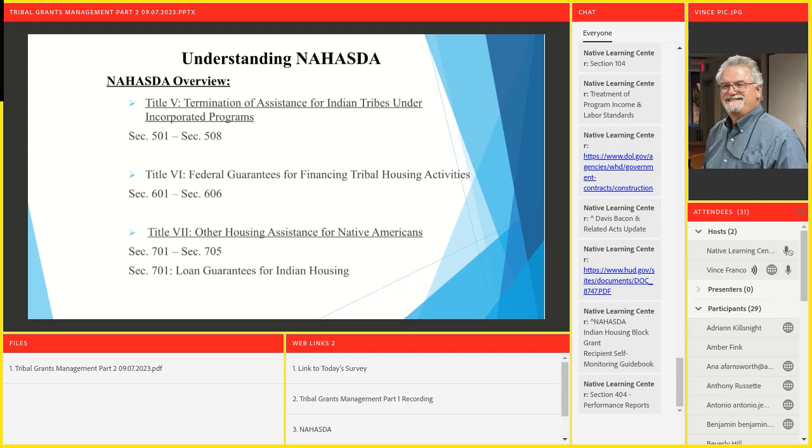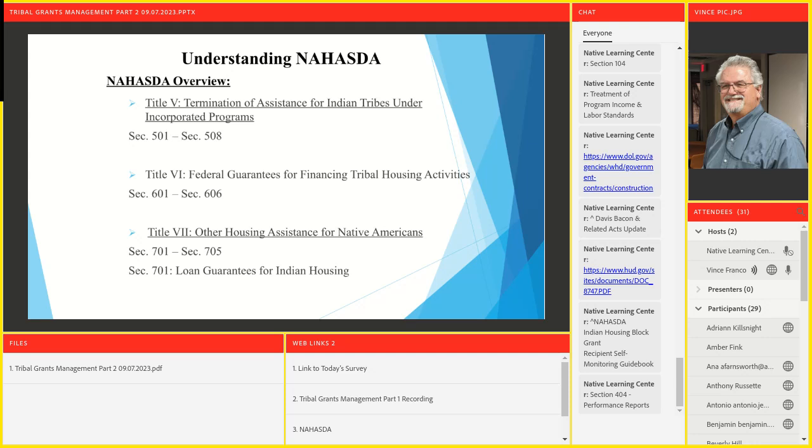The 600s get into Title 6, federal guarantees. You may want to take a look at federal guarantees. That is something that Indian Housing Block Grant recipients are eligible for with some stipulation. So that would be Title 6. Section 604, to be specific, is training and information. So you can look at that. But there is a way to get information on federal guarantees.